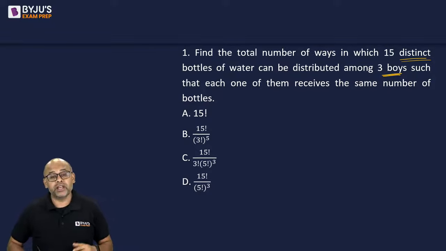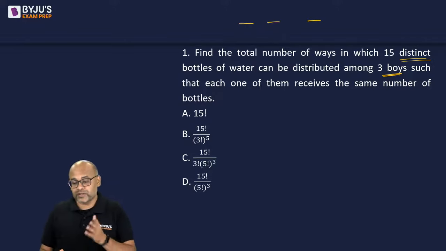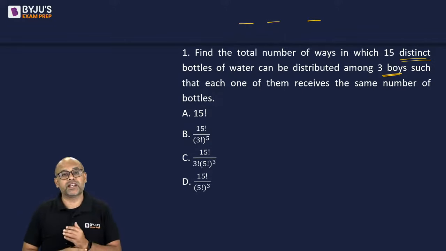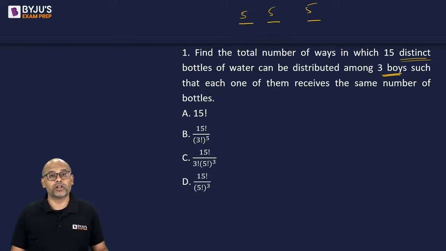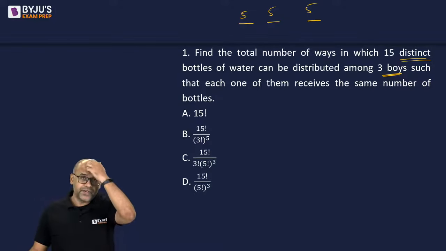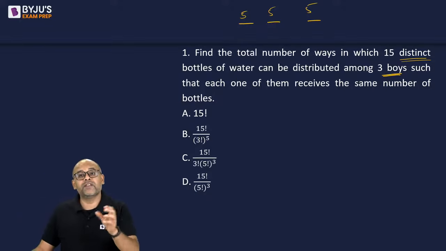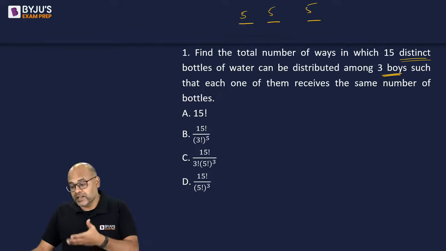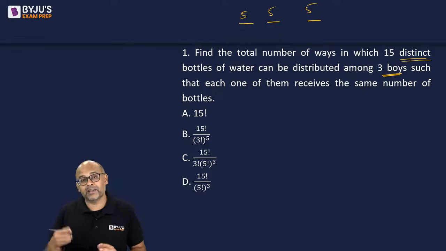So here, you are looking at 3 boys, boy 1, 2 and 3. They are distinct. So first boy, second boy, third boy. I can call them first, second, third. So each one should get 5 bottles accordingly. The way in which you can distribute 15 as 5 such that each boy gets exactly 5 and all 3 boys are distinct is given by a formula.